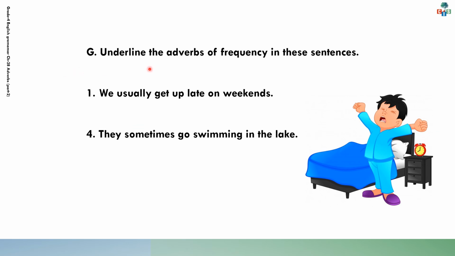Exercise G. Underline the adverbs of frequency in these sentences. Yes, to identify an adverb of frequency in a sentence, answer the question with how often. See number 1. We usually get up late on weekends. How often do you get up late on weekends? So the answer is we usually get up late on weekends. So usually is an adverb of frequency in this sentence.